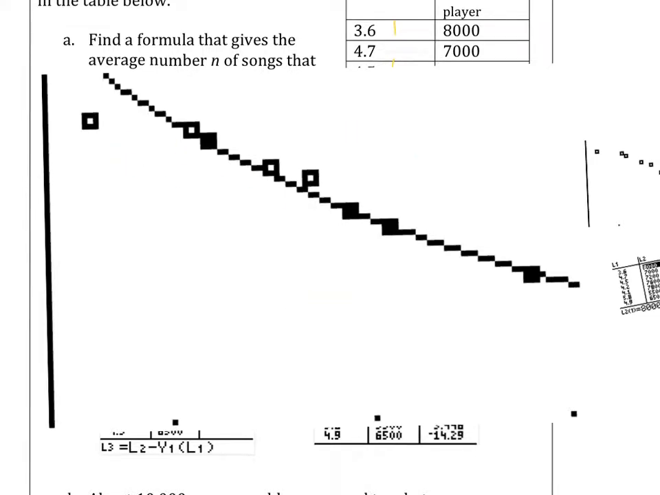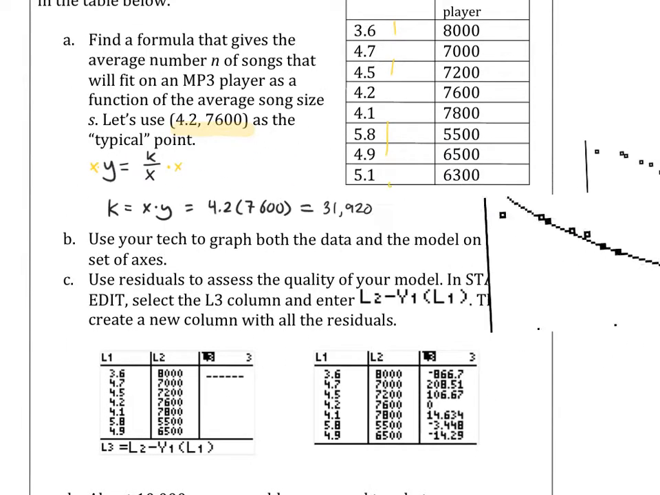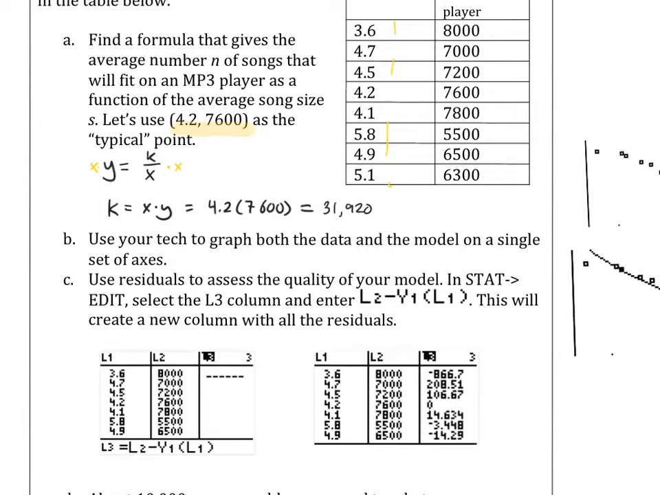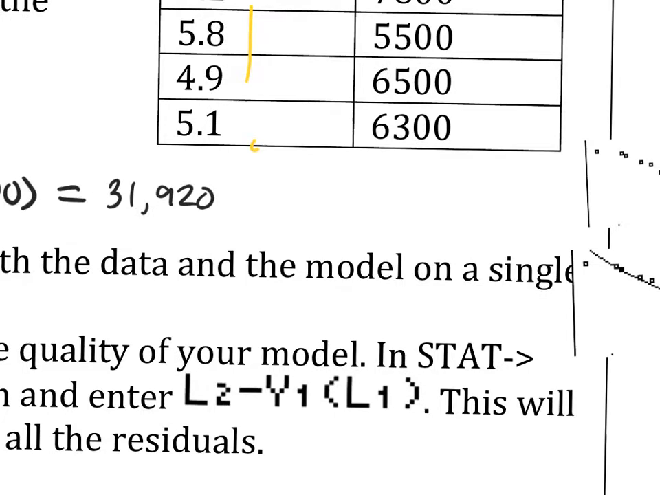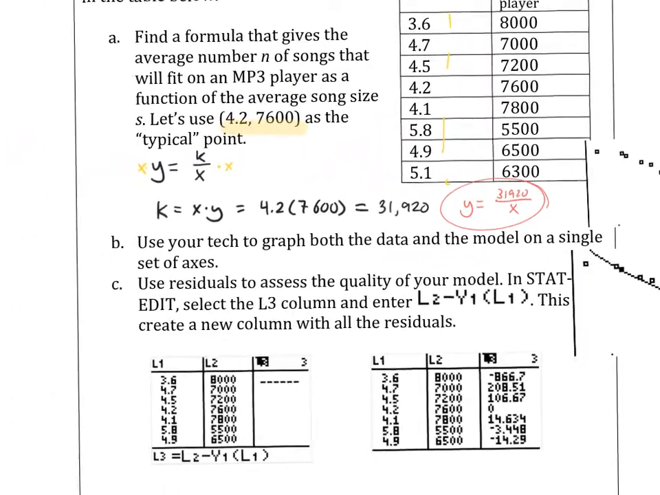So besides just looking at it, I want to evaluate to see if it is a good fit. I forgot to put that back in here to get my super secret equation. So my super secret equation looks like this: 31,920 divided by x. So that's my function that I'm going to say is like my inverse regression.